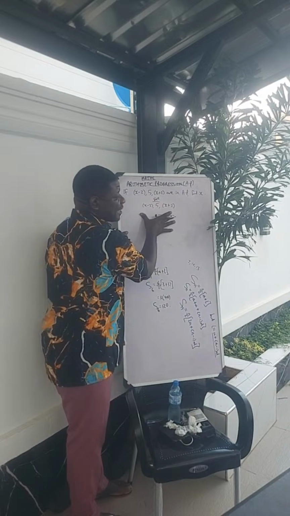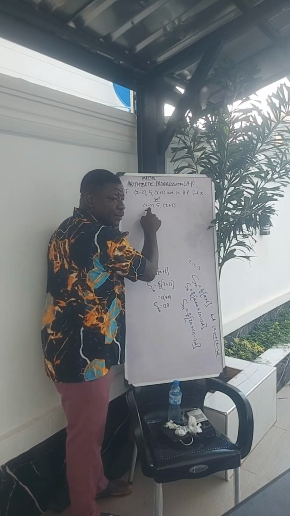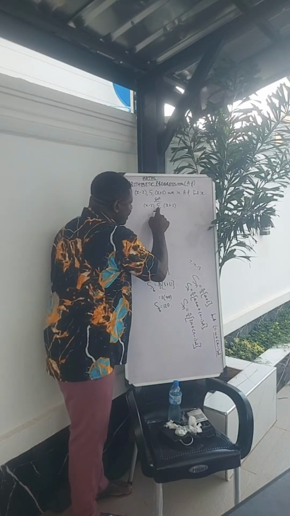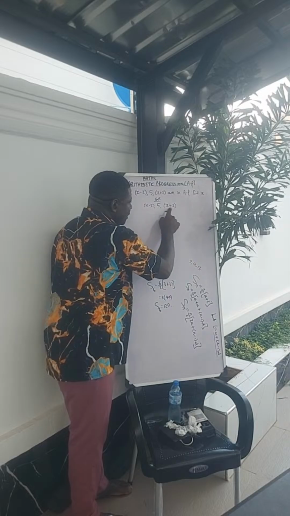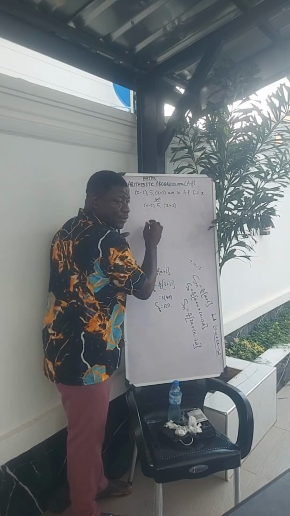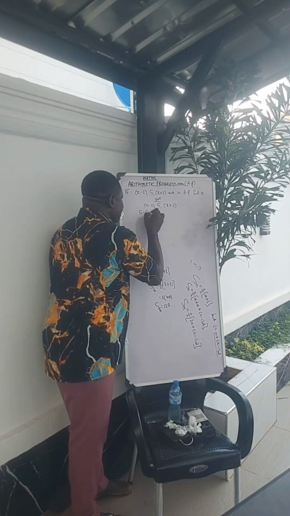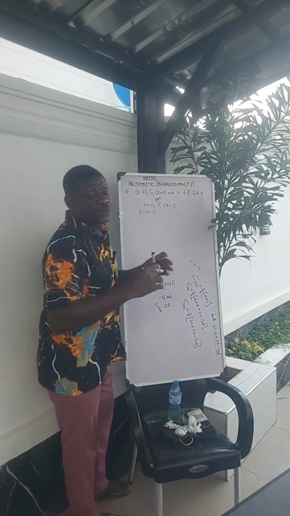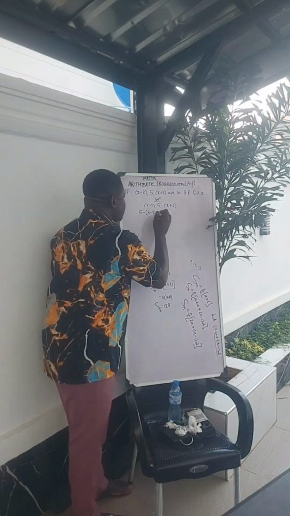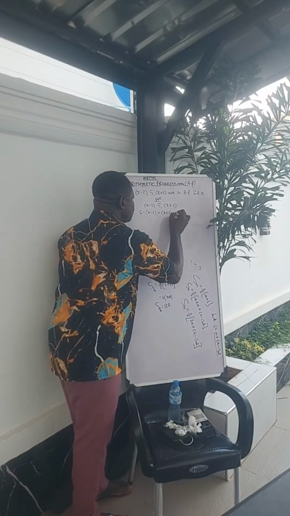To show that it is in AP, the second term minus the first term must give me the same answer as the third term minus the second term. So second minus first equals third minus second, and that's all, we'll get the answer. This will be 5 minus bracket x minus 2. Why the bracket? To show that x minus 2 is a single term. So this minus this will be the same as this minus this, which is bracket x plus 2 minus 5.